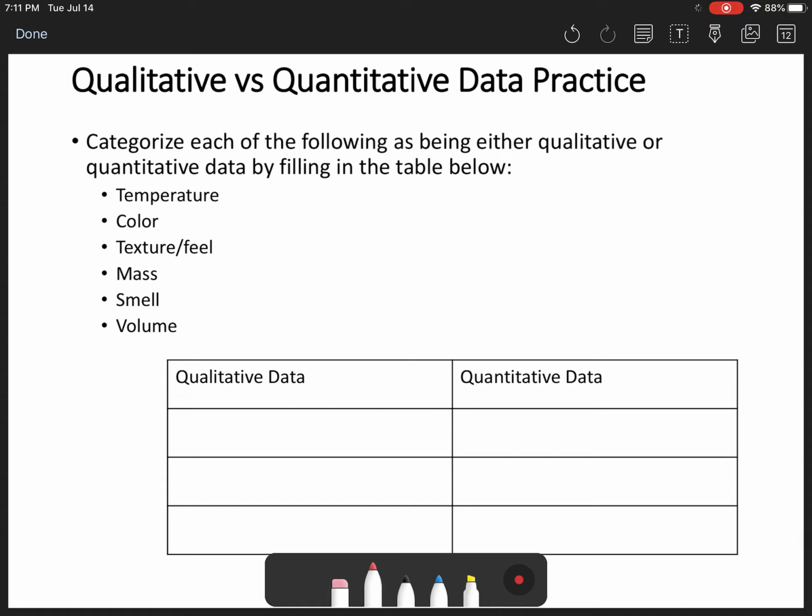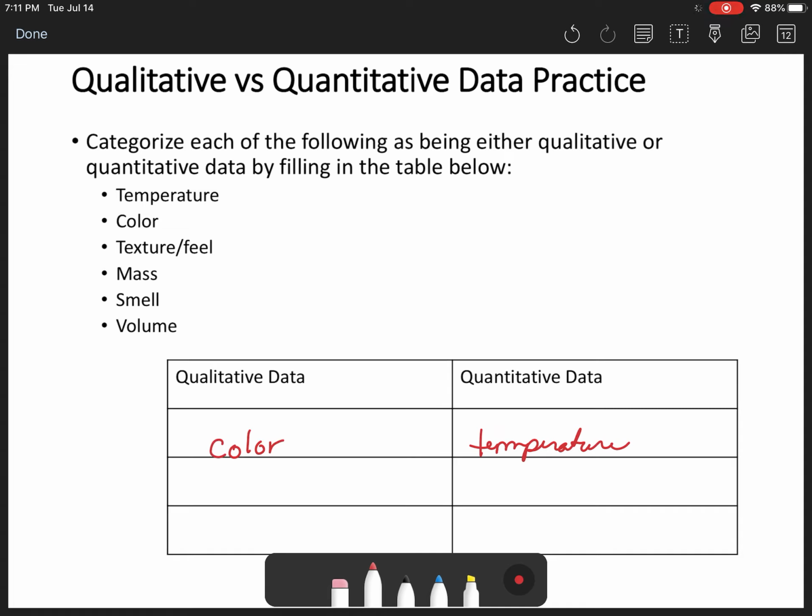types of data. And so your job is to try to figure out, is that referring to qualitative data or quantitative data? So the first one is temperature. Now, is that something we can measure with numbers? Yes, it is. So is that qualitative or quantitative? That would be quantitative. So temperature goes here. Okay. Color. Is that something you can assign a number? I don't really think so. So color is more descriptive, so that would go into qualitative data.